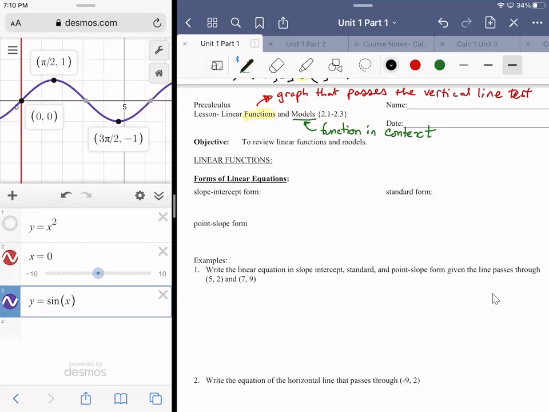So the slope-intercept form. Slope-intercept form, very straightforward. This is the one that you're probably most familiar with, y equals mx plus b. And that's the slope-intercept form of a linear function. All right, the m is the slope, and the b is the y-intercept. You might see it in another form. Some calculators and textbooks use ax plus b instead of mx plus b. It really doesn't amount to too much of a difference.